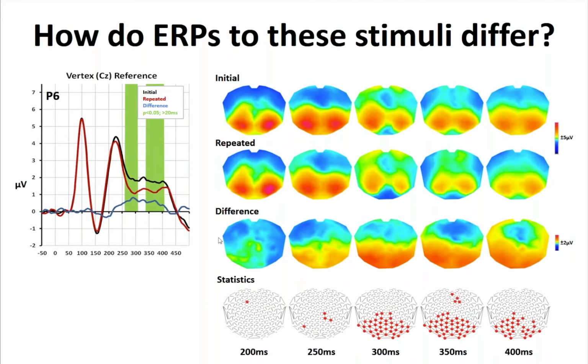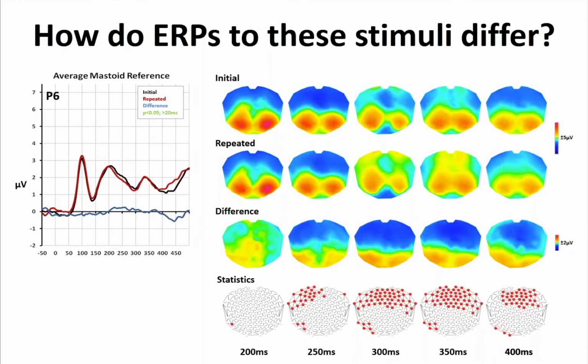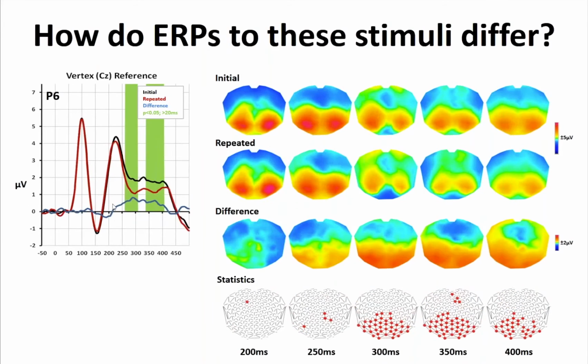For the initial presentation, repeated, the difference as a function of time. And in the bottom, you're seeing which electrodes at that given moment in time are exhibiting a statistically robust difference. So this is with a vertex reference. If we change the reference to an average mastoid reference, you can see the effects change quite dramatically. So again, here, the event-related potentials look quite large. And the effects, let's say, starting around 250 milliseconds or so, are, statistically speaking, predominantly over the posterior scalp.